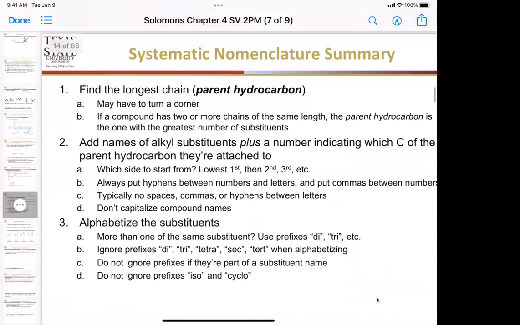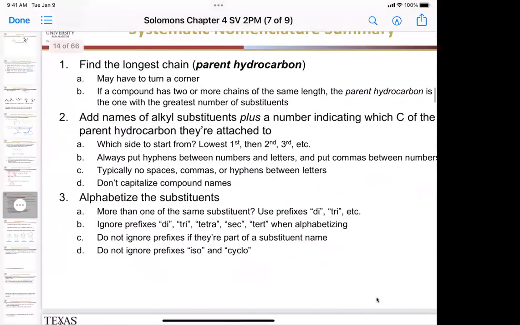Okay, so I'm going to review what we've done so far, and then we're going to head out today and come back on Wednesday. So you find the longest chain. You number the longest chain such that your substituents are in the lowest places possible. Then you can alphabetize them, and then you add your di, tri, tetra after they're alphabetized. When we get to the end here, I'll show you some examples on Wednesday. We'll just do examples.